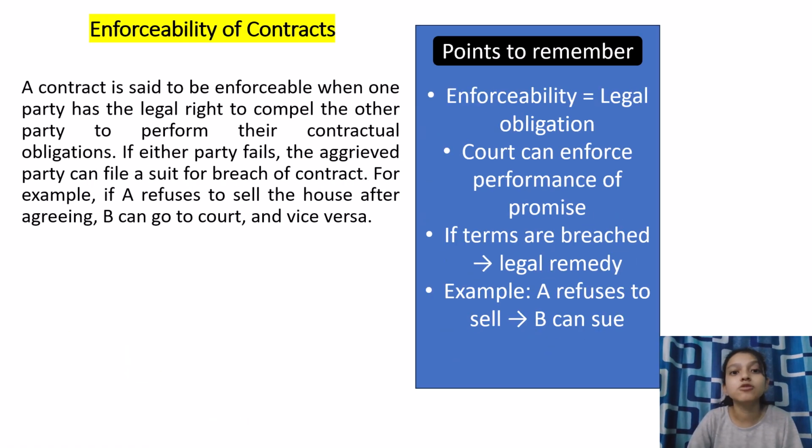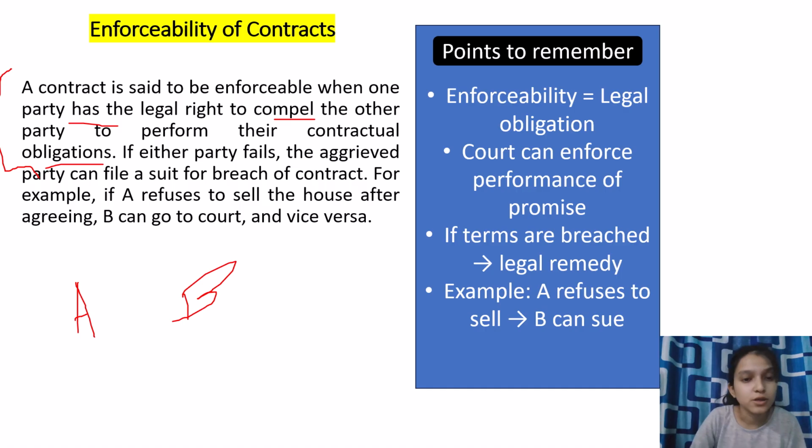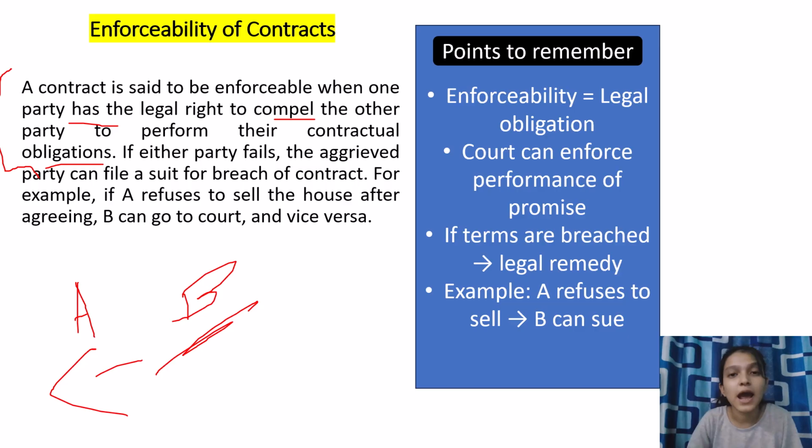Now let's move into enforceability of contract. A contract is said to be enforceable when one party has the legal right to compel the other party to perform their contractual obligation. If either party fails, the aggrieved party can file a suit for breach of contract. So this is the very enforceability. Now we will understand it from the example we have given in the previous slide. If A refuses to sell the house after agreeing, B can go to court and vice versa. A said to B that okay, I'll sell my house. In case A changes his mind, B has the right to go to court and ask for a remedy. So this is the enforceability of contract.